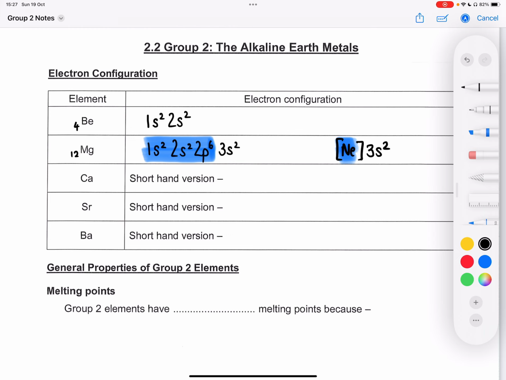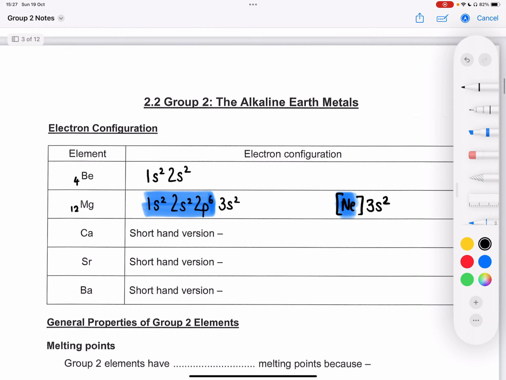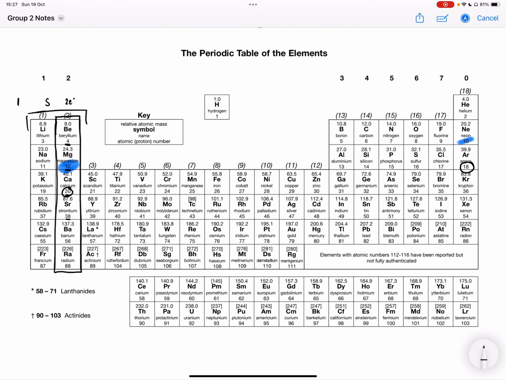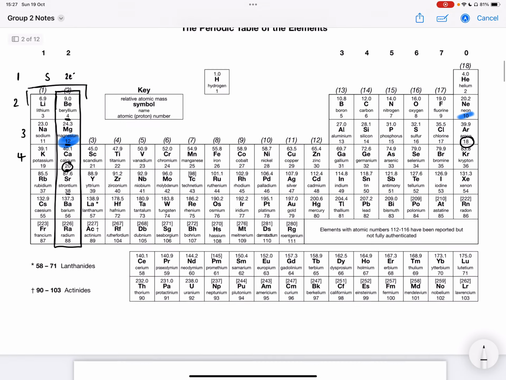If we're going to do that for calcium, we look where calcium is on the periodic table. Let me just zoom out a bit. We've got 20 electrons. We go back to the noble gas that comes just before it, argon, with 18. So we're going to put argon in square brackets, and then we're in the row after hydrogen and helium, 2, 3, 4th shell, 4s2.